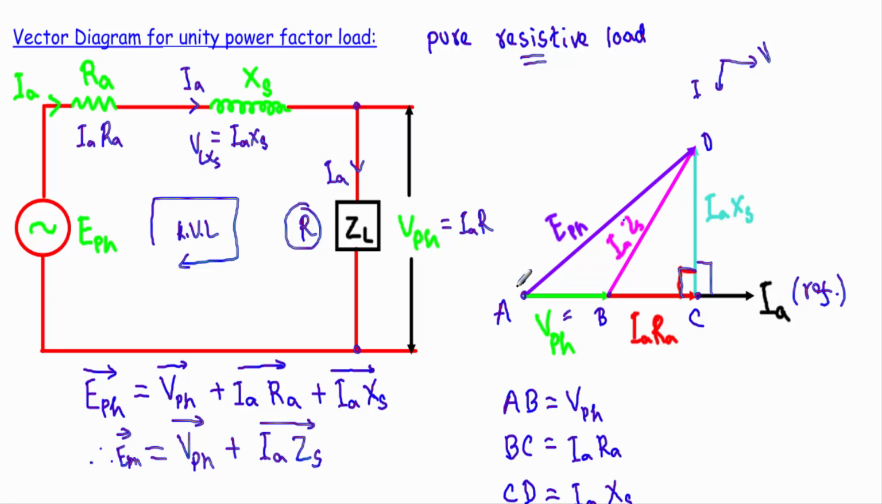So now if I add this point and this point, which I have indicated with this violet color, I will get our desired EPH. Now see, this IARA and this IAXS drop indicates the voltage drop between this point to this point, so I can write it with IAZS. Okay, so this is the vector diagram of unity power factor load. After that I will establish the relationship between this EPH and this VPH.